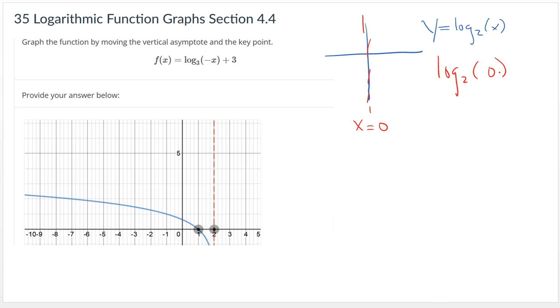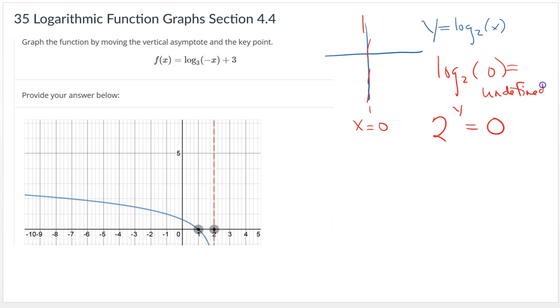Now we could talk about y. Remember, we can change this to exponential form: 2 to the answer to the logarithm is equal to the argument. What do we plug in here for y to get 2 to the y equals 0? Not a thing. There's no way you're ever going to get 0 when you raise 2 to some kind of power. It's impossible. So this is a no solution, which means this is undefined.